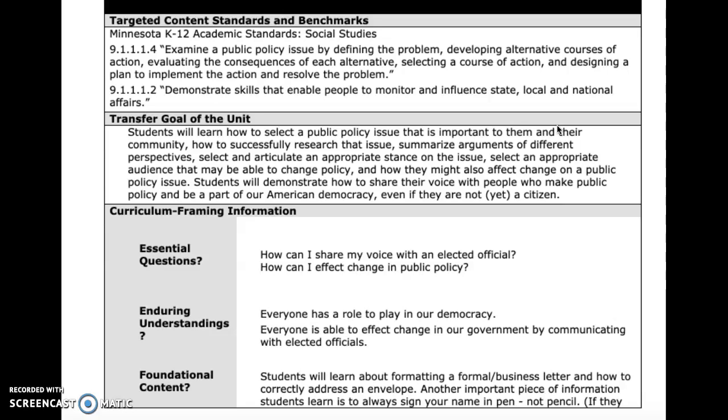So helping them find an avenue to share all of these good ideas and experiences that they have is incredibly important, not just for my students and for their communities, but for the entire United States. As a democracy, we need to include as many voices as possible. So the essential questions of how can I share my voice with an elected official and how can I affect change in public policy are really things that we should all be thinking about.